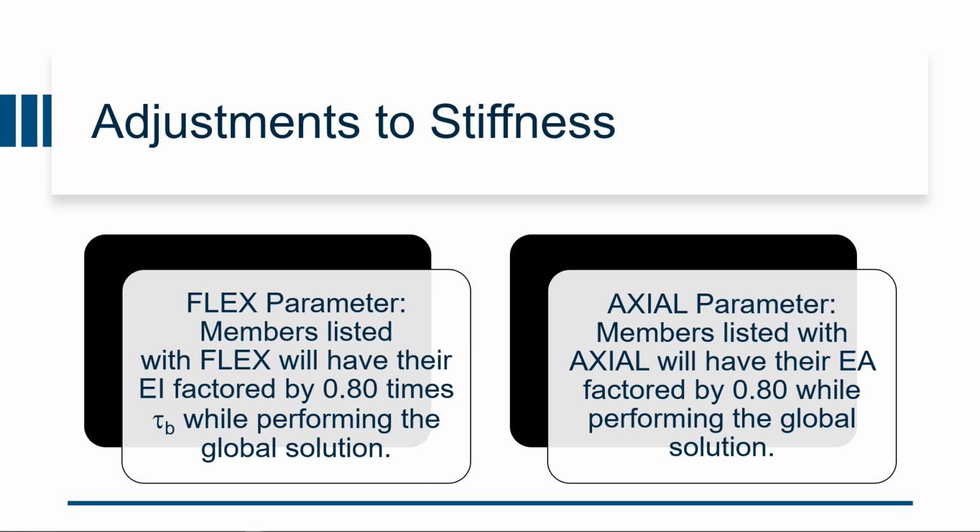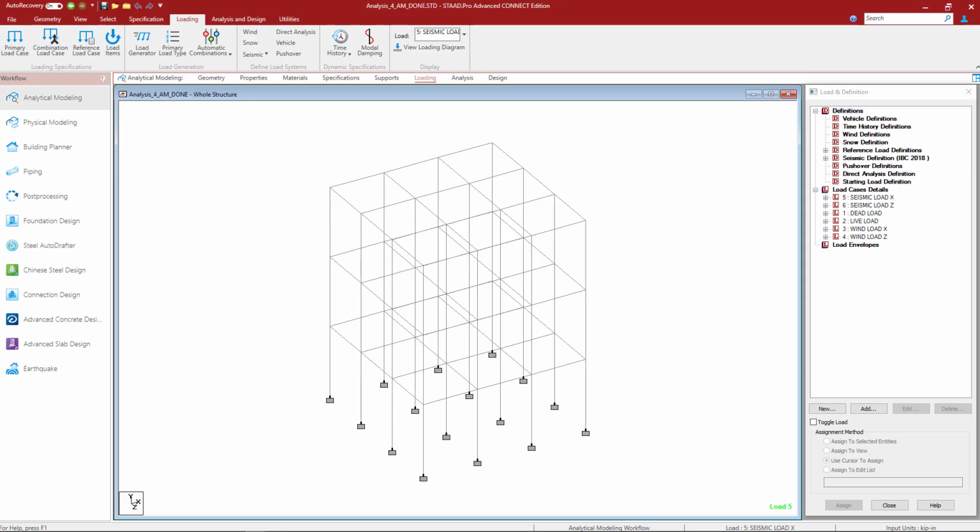Members listed with the flex parameter will have their EI values factored by 0.8 times your tau factor while performing the global solution, and members listed with the axial parameter will have their EA values factored by 0.80 while performing the global solution. To define your direct analysis definition, we will go to the Load and Definition dialog and highlight the Direct Analysis Definition option.